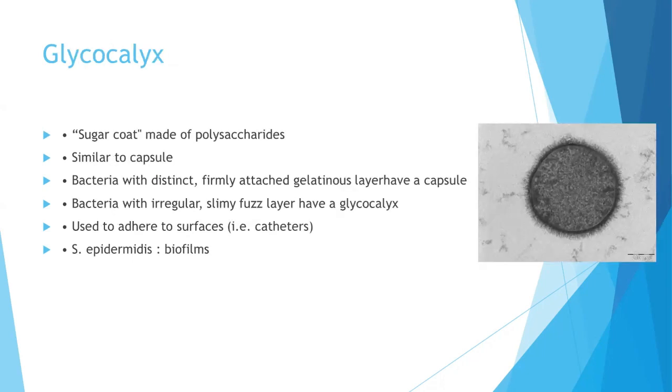Talking about glycocalyx. So glycocalyx is a sugar coat made up of polysaccharides. It is similar to a capsule, but bacteria with a distinct, firmly attached gelatinous layer have a capsule. Bacteria with an irregular, slimy, fuzzy layer have a glycocalyx. Understand the difference. It is used to adhere to surfaces, that is, catheters, for example in the case of Staph epidermidis, which can cause biofilms. Okay.